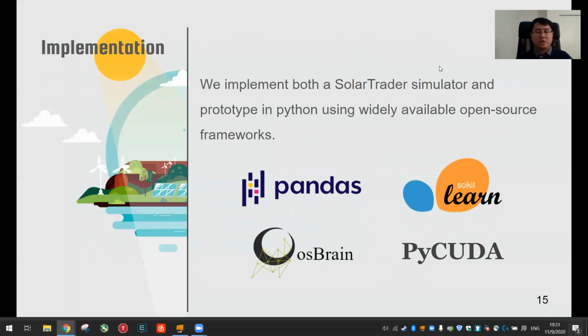To implement our SolarTrader system, we implement both the simulation and the prototype with Python and several of the most popular open source frameworks. We use Pandas for data pre-processing, OSBrain for our multi-agent communication system, and we also use scikit-learn and PyCUDA for our deep reinforcement learning.